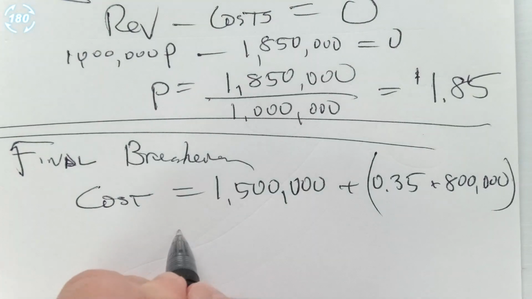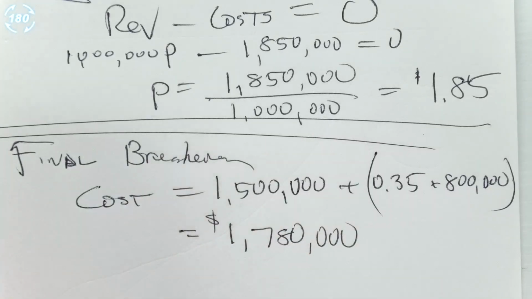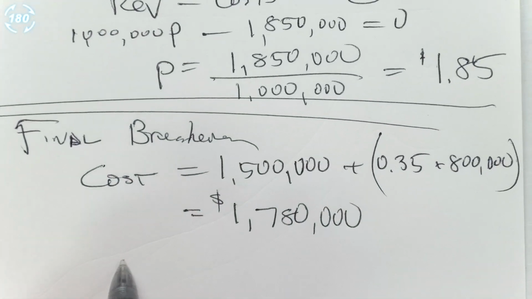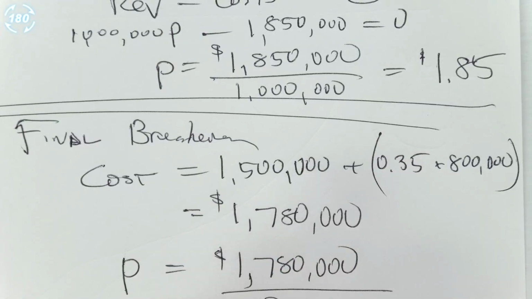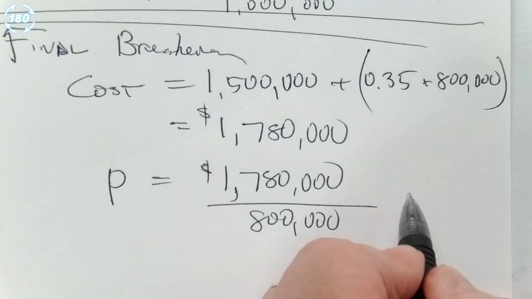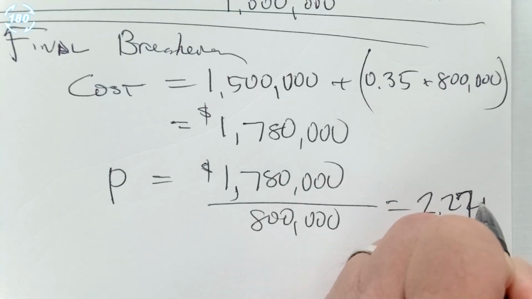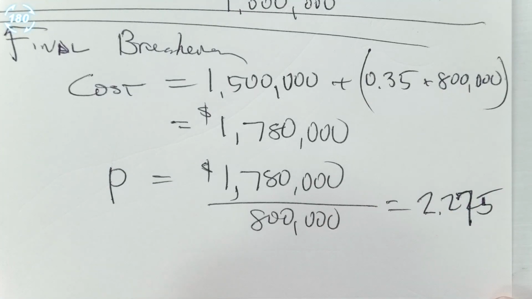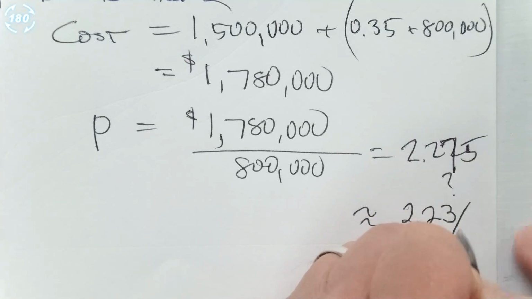So if you add this up, multiply, you get $1,780,000. And that's got to be covered by 800,000 papers. So now the price is $1,780,000 total cost spread over 800,000 papers. So this is like 2.225 or 2.275. I don't know which, somebody can tell me, I'll put a question mark. At any rate, it rounds to $2.23 per paper.